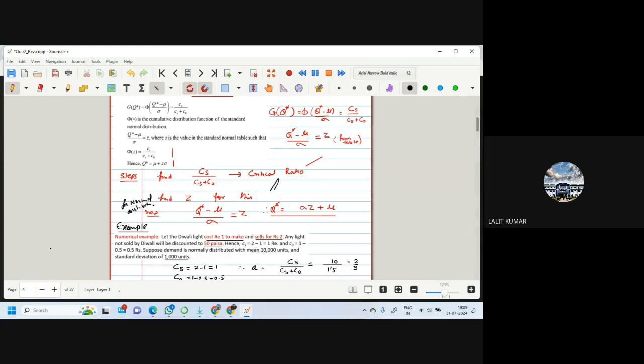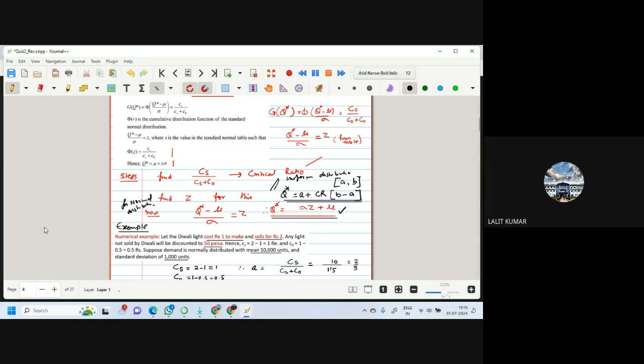If it is a uniform distribution, how do they give it? They give it as A to B. Then your Q star for a uniform distribution will become A plus the critical ratio into (B minus A). Please remember this. In one PYP, they have asked on the uniform distribution. And the earlier one is for the normal distribution.